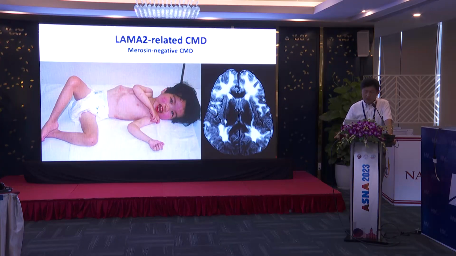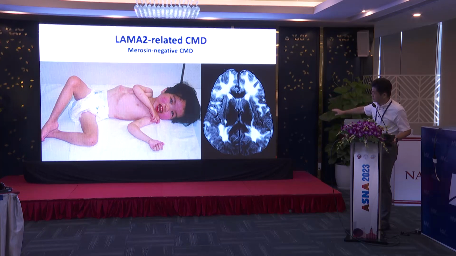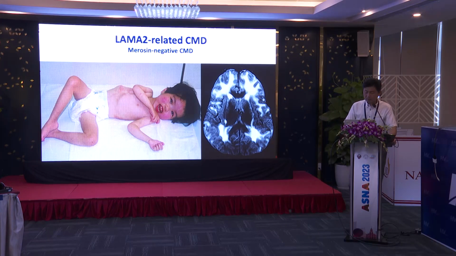So I'd like to focus on muscle disease because my subject is muscle disease. Of course, one major differential diagnosis is congenital muscular dystrophy. One of the most frequent, at least in European countries, is LAMA2 related congenital muscular dystrophy, which used to be called merosin negative congenital muscular dystrophy, and is usually characterized by this type of leukoencephalopathy-like MRI findings.